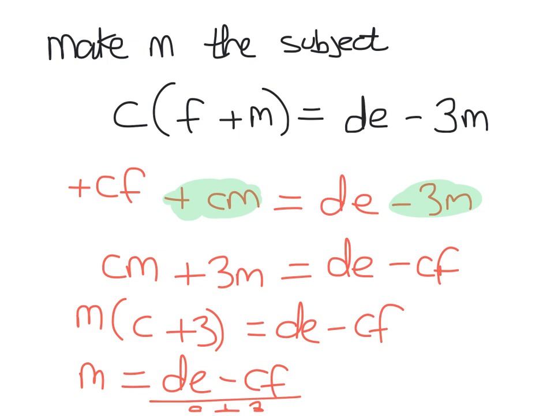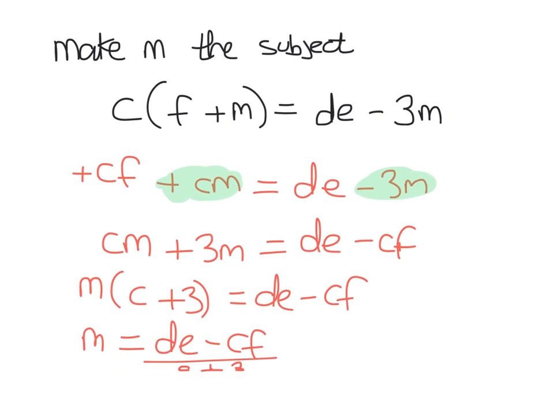Alternatively, if you'd have taken your m's to the other side, you would have m equals CF minus DE over minus 3 minus C.